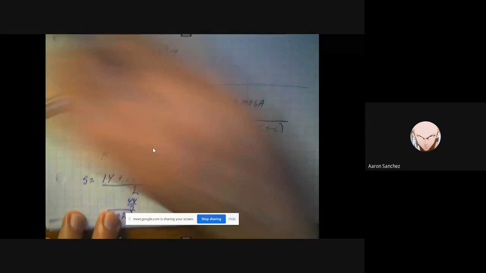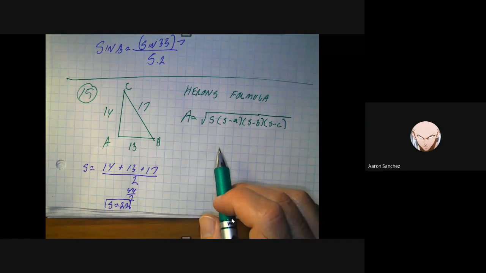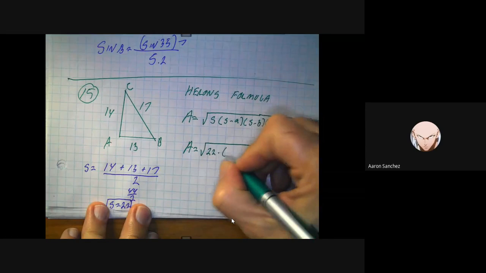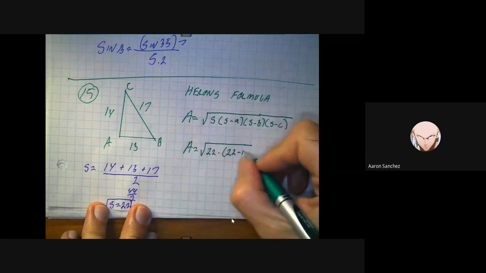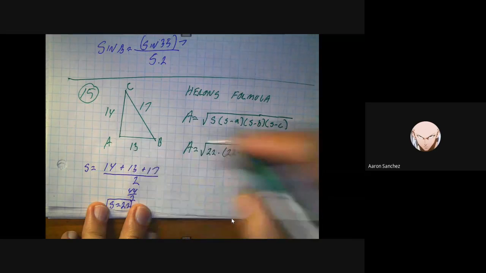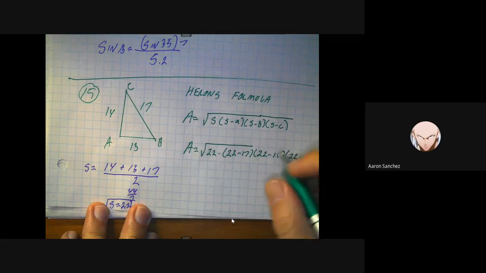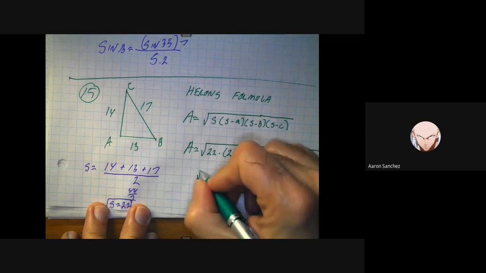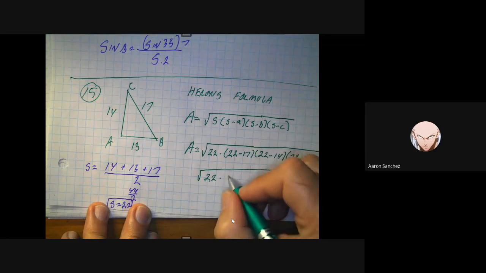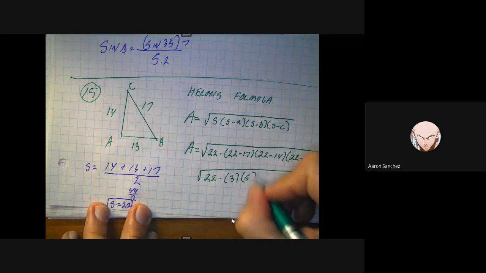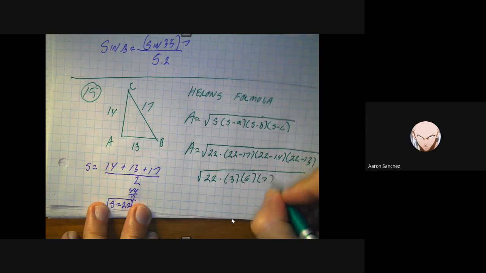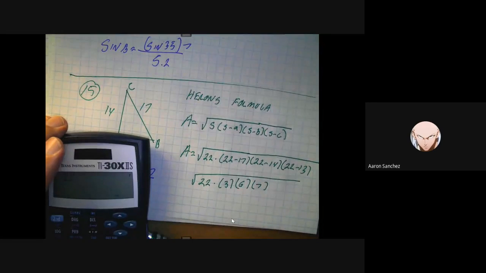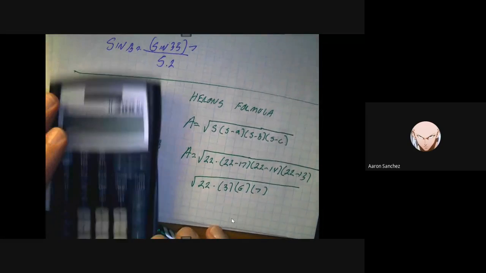Can you guys see that? Let me get that out of the way. All I have to do is say the area is equal to the square root of 22 times 22 minus A, which is 17, times 22 minus B, which is 14, times 22 minus C, which is 13. Then just solve it. 22 minus 17 is 3. 22 minus 14 is 6. 22 minus 13 is 7. Just multiply all those: 22 times 3 times 6 times 7.